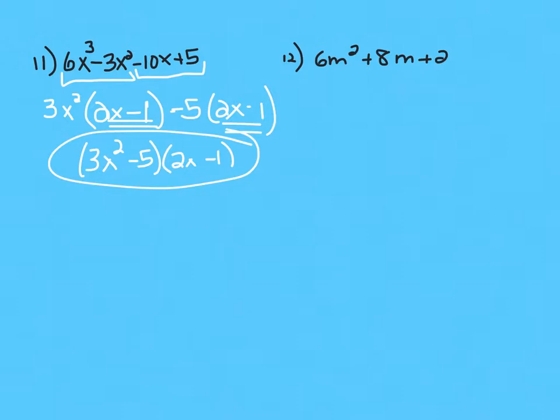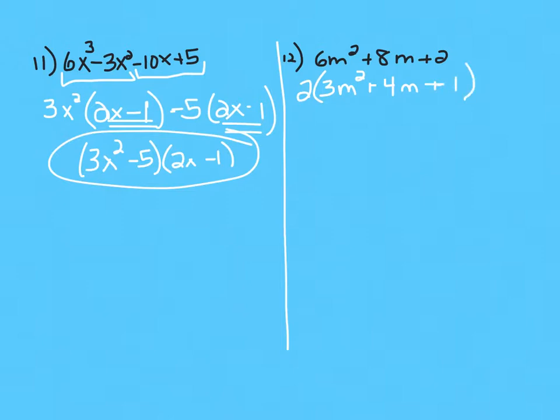Okay, so number 12, first thing you want to say to yourself is, can I factor out the greatest common factor? Yeah, totally. If you look at all these numbers, we have a 6, an 8, and a 2. They're all divisible by 2. So I'm going to just draw a line here. Let's pull out a 2. And if we divide each of these by 2, it'll leave us with 3m squared plus 4m plus 1.